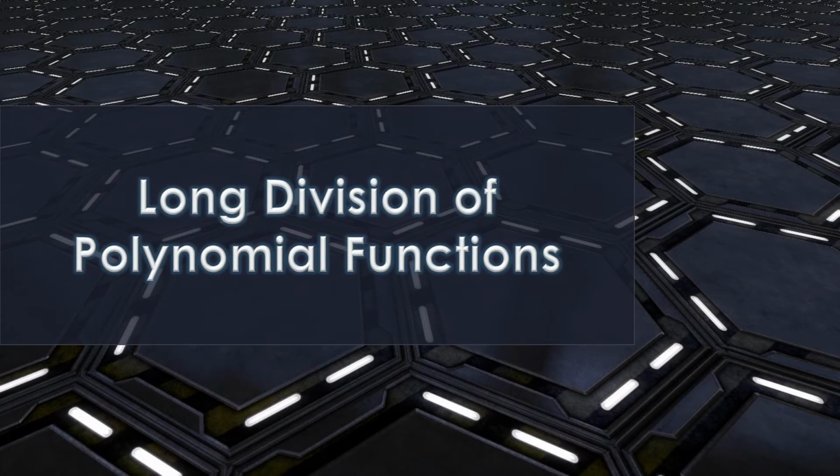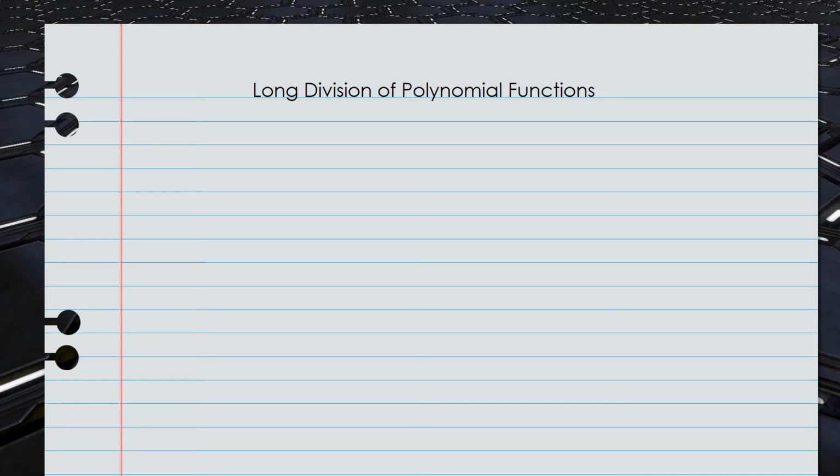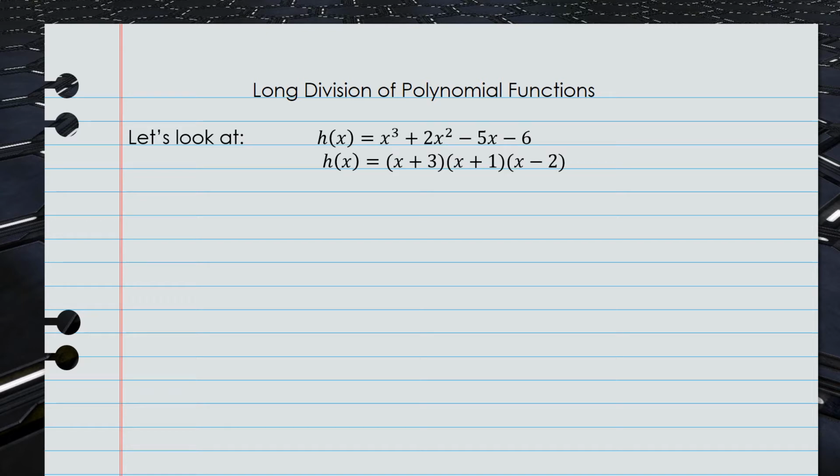This lesson is over long division of polynomial functions. Let's look at h of x equals x to the third plus 2x squared minus 5x minus 6. Now let's say we knew that this could factor, and it factored into h of x equals x plus 3 times x plus 1 times x minus 2. Now my question is, can you identify the factors?